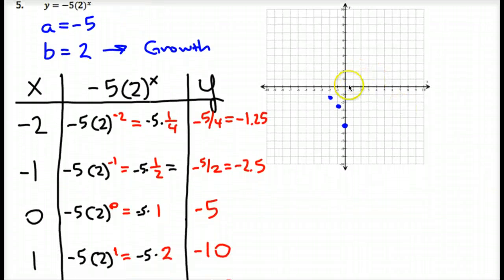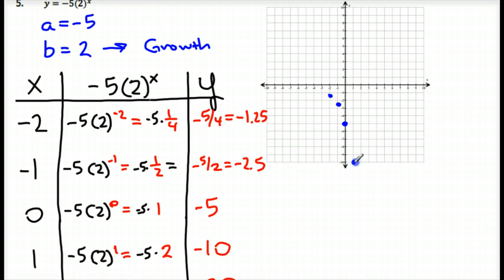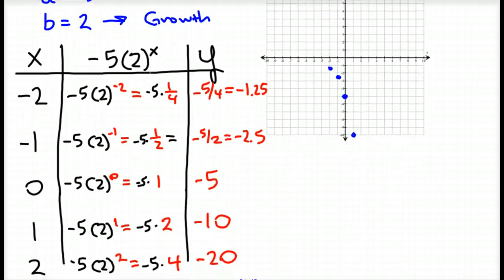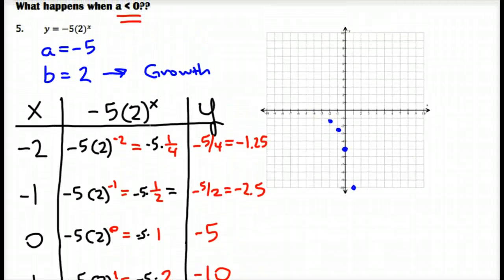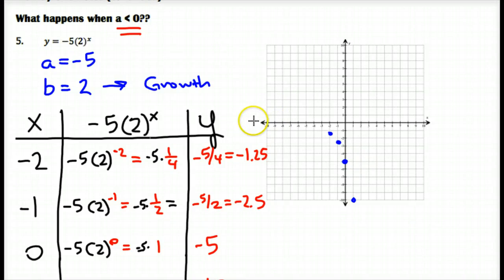0, -5 would just be down 5 from the origin. 1, -10 would be 1 right and then down 10. And then finally that last point, 2, -20, that's a little bit too far down. I'm not going to worry about graphing that. Our horizontal asymptote for this one is exactly the same as all the others. It's going to be on the x-axis.